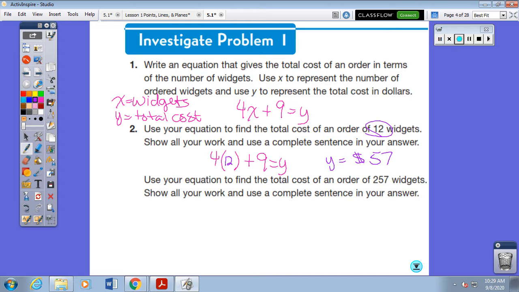So now let's look at 257 widgets. So 4 times 257 plus 9 is equal to y. So y is going to be equal to, plug that into your calculator, $1,037.